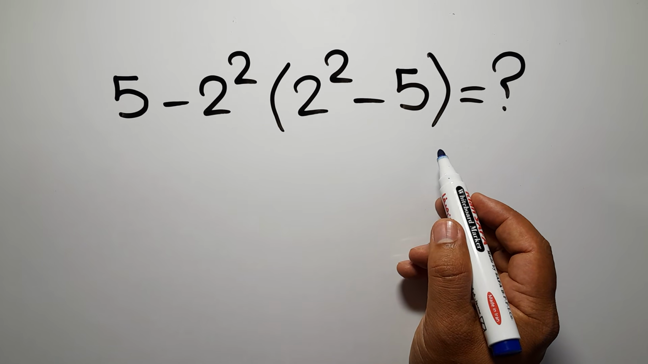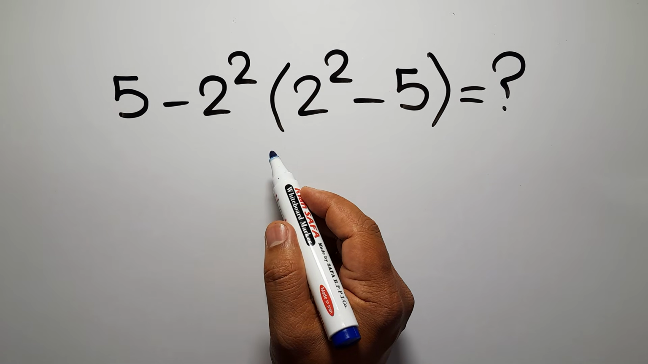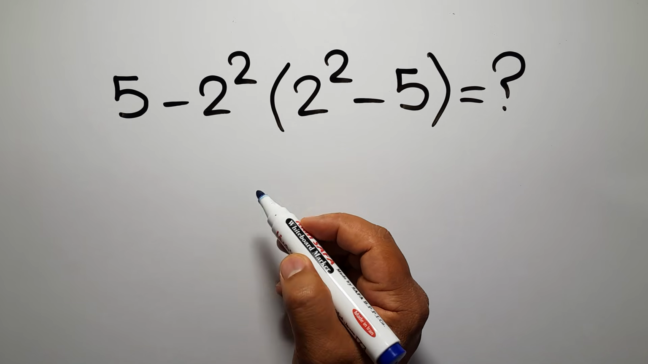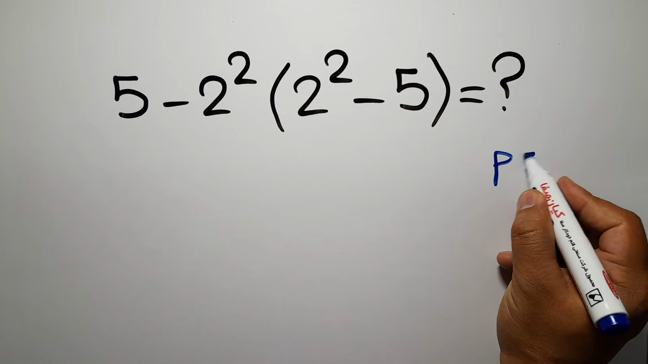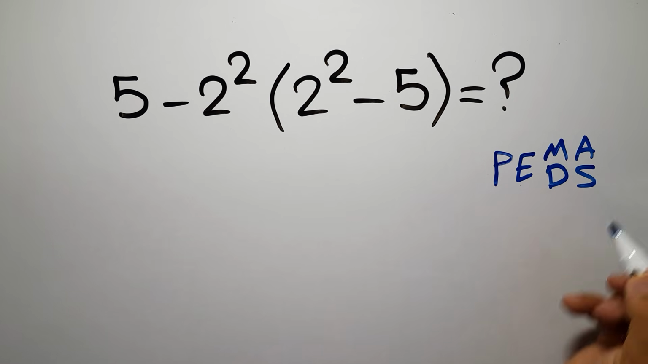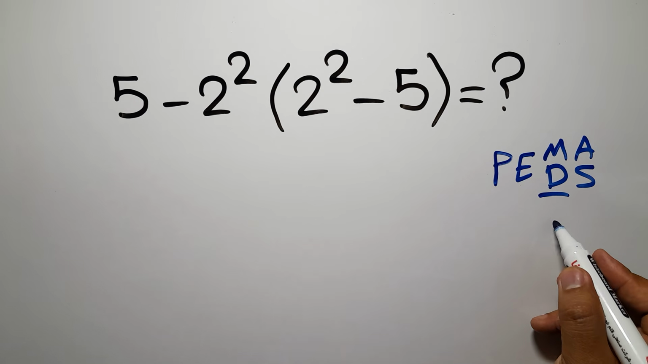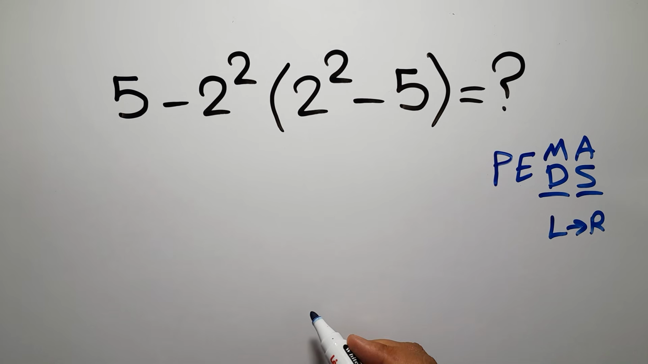In mathematics, we can't just go left to right or prioritize the operations however we like. We need to follow the order of operations. According to the order of operations, first we have to do parentheses, then exponents, then multiplication or division, and finally addition or subtraction. Remember that multiplication and division have equal priority and we have to work from left to right, and the same applies to addition and subtraction.